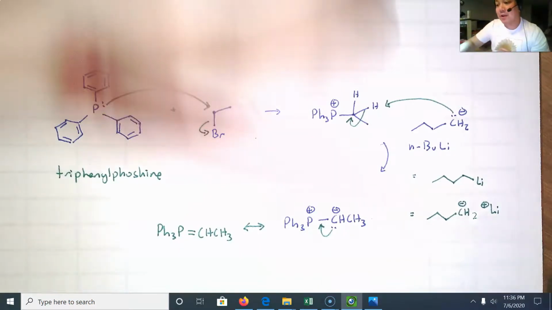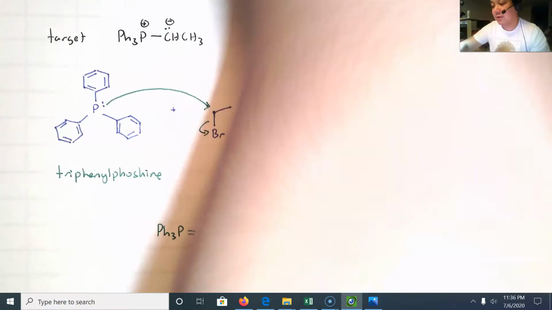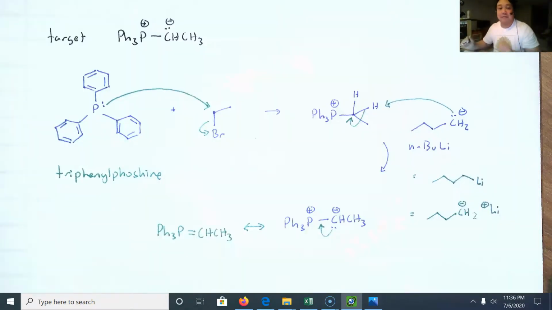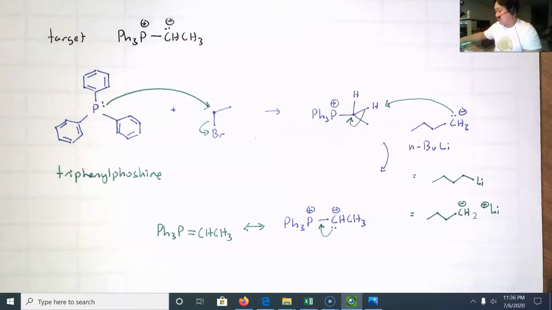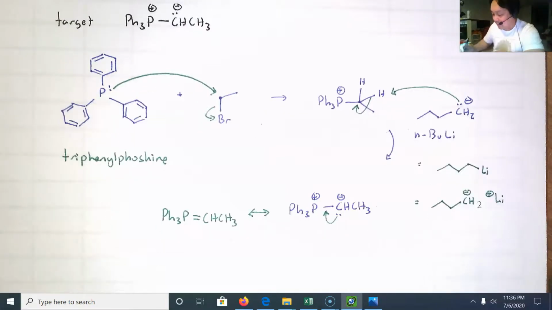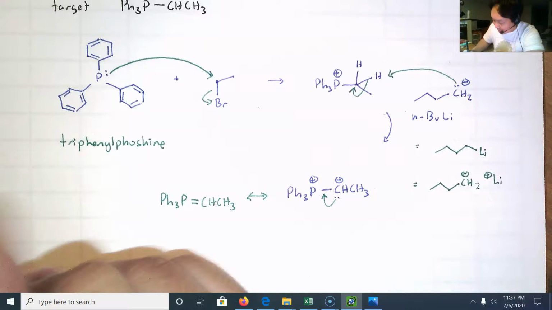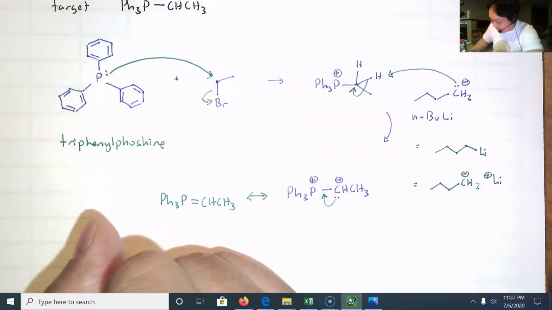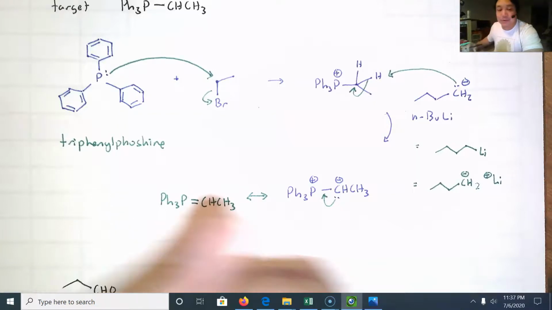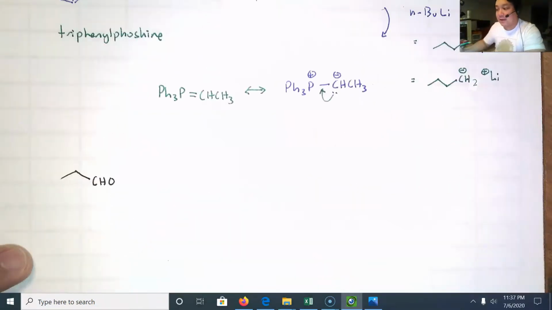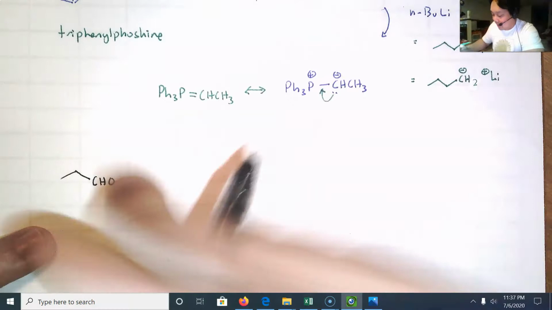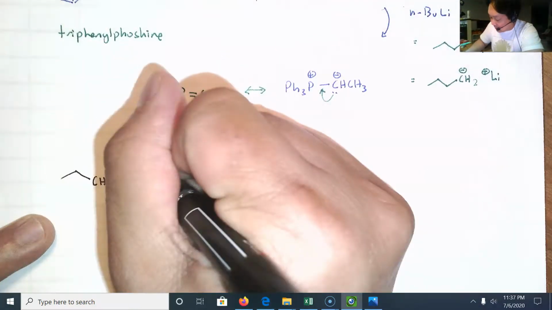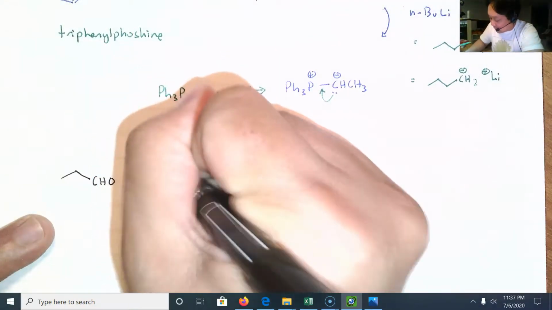I believe that's all I want to talk about in terms of the Wittig reaction. I'll leave you with one problem. We worked with two ketones. Let's do an aldehyde. A very simple aldehyde, but sometimes simple molecules can trip people up. And let me give you a Wittig reagent.